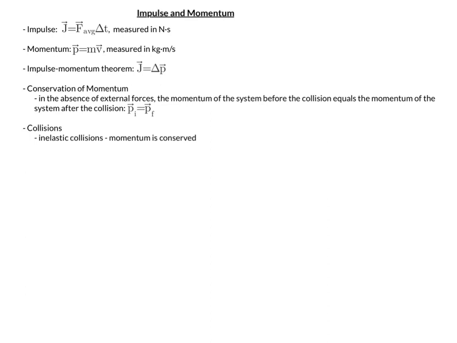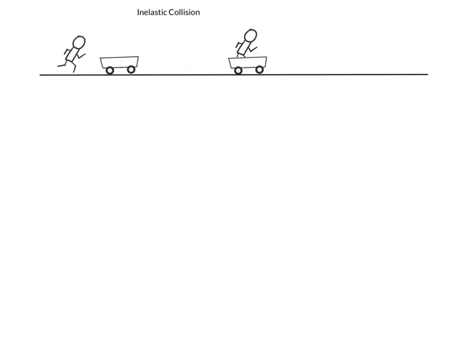There are different types of collisions, and the first one that we're going to look at is what we call an inelastic collision. And in an inelastic collision, momentum is conserved. So here we have a little example. We have this person running, and let's say that the person has a velocity v initial, and there is a cart here, and let's say that the initial velocity of the cart is 0. Let's say that the person has a mass m1. Let's say that the cart has a mass m2. So this is what's happening before the person jumps in the cart. So we will say that this is before the collision.